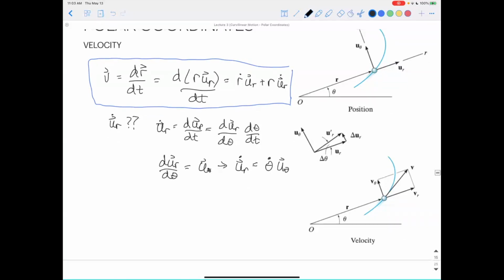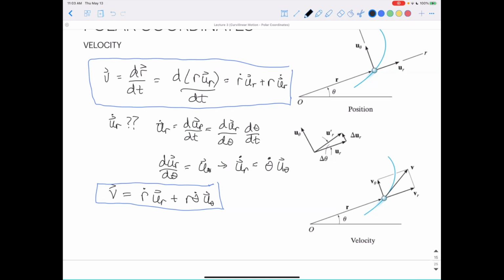So lastly, we can write our velocity vector as r dot times u r plus r times theta dot u theta. So this is the vector form of our velocity. So it has two components. The r dot is called the radial component, and the r theta dot is called the transverse component.